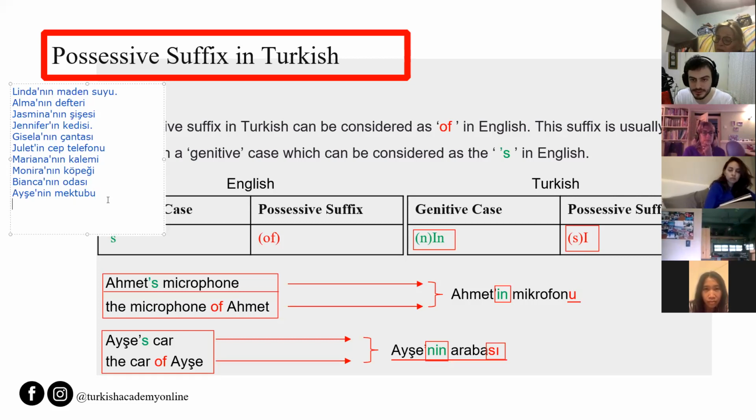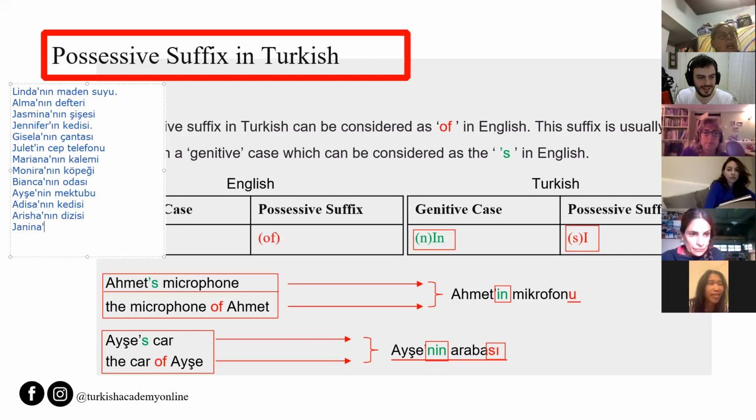Tamam. Any other volunteers? Adisa'nın kedi. Adisa'nın kedi what? You just said cat, evet, but I need the possessive suffix. Kedisi. Harika. Bravo. Ayşe'nin dizisi. Bravo. Yanina'nın bardağı. Yanina'nın bardağı. Çok güzel.